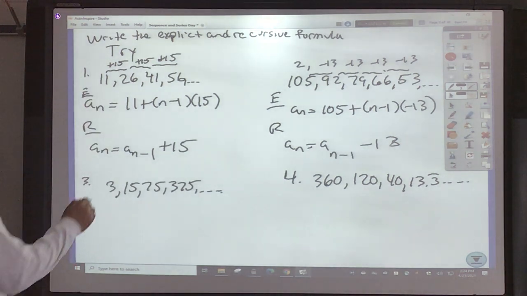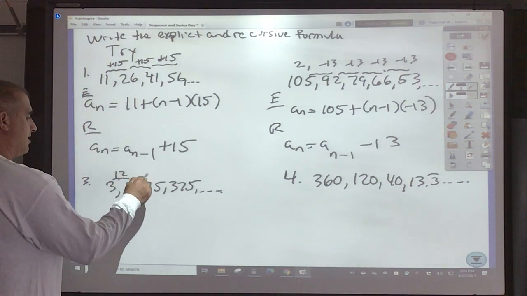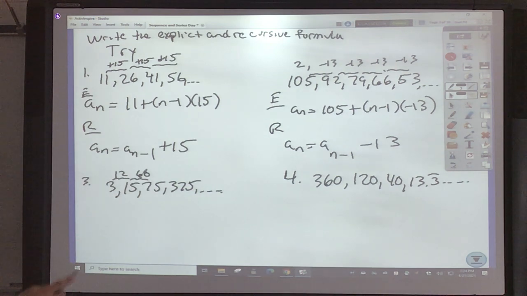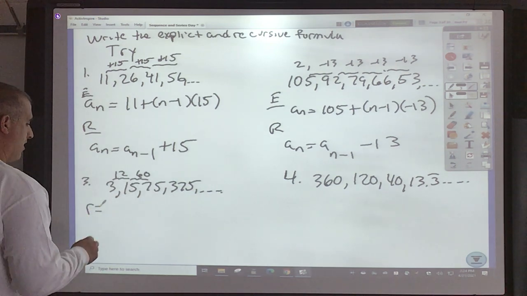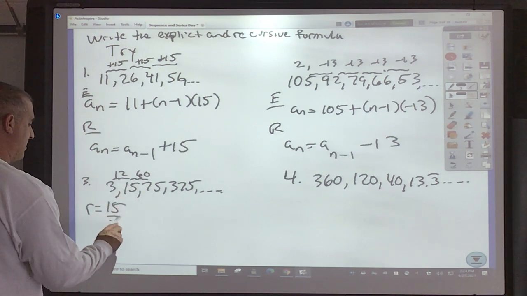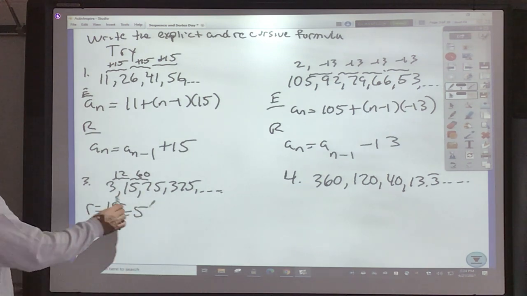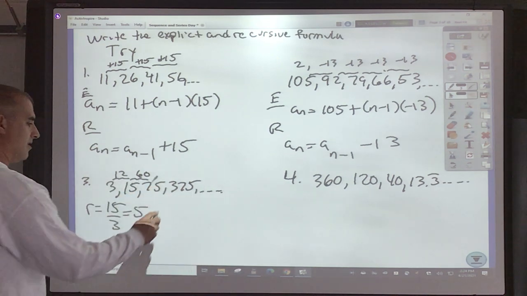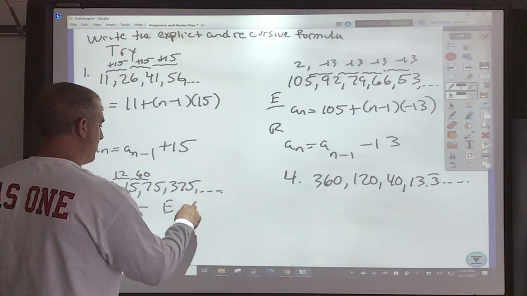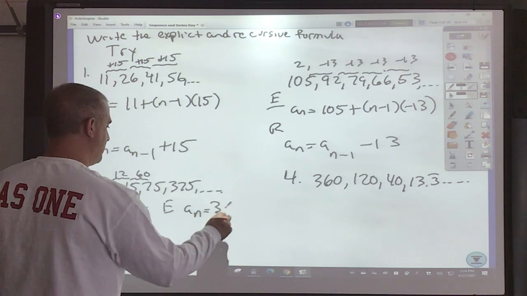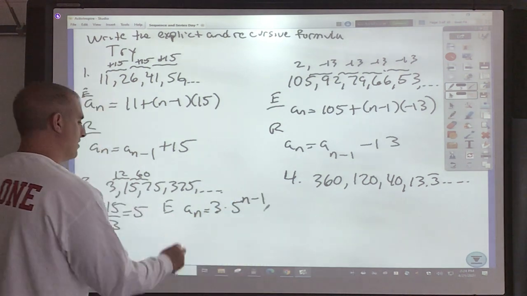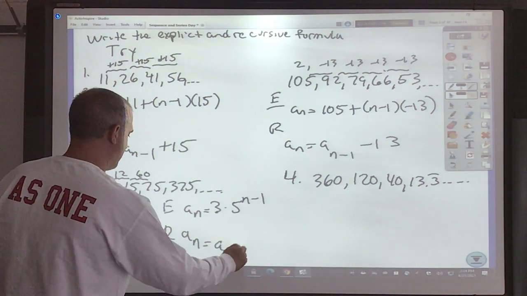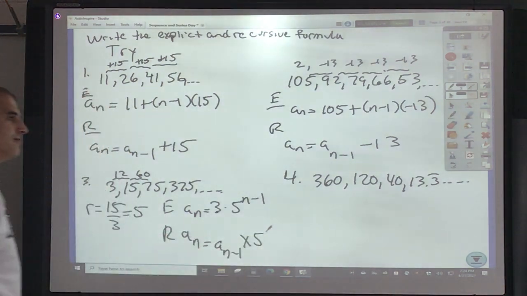Now when I do this one, this is 12, and this is like 60. So we can tell that that's not arithmetic. So let's check geometric. r is going to be equal to 15 divided by 3, which would be 5. That's my pattern, times 5. 3 times 5 is 15, 15 times 5, and so on. So my explicit formula is a_n equals 3 times 5 to the n minus 1. And my recursive is a_n equals a_(n-1) times 5, because that's my pattern.